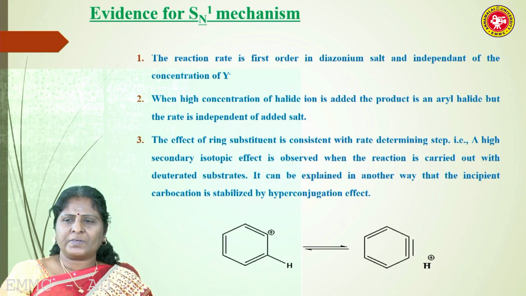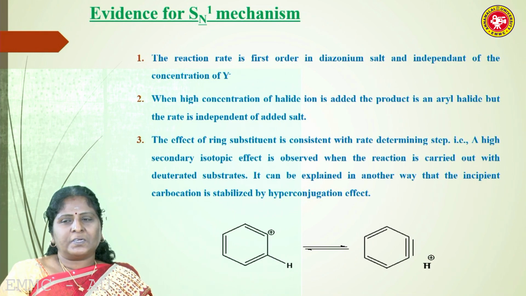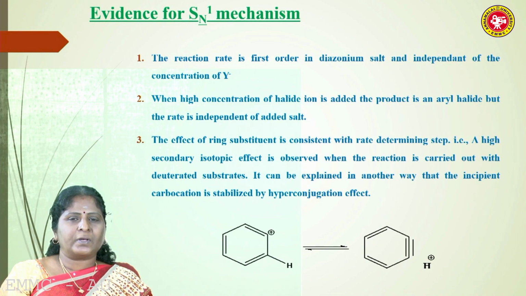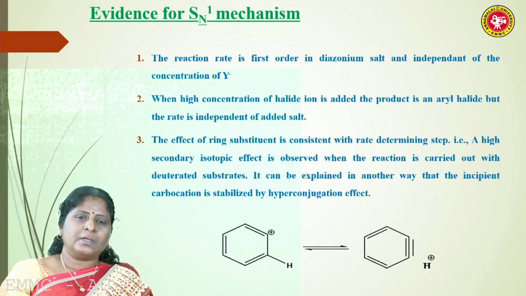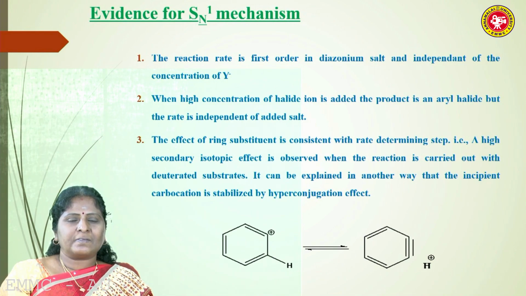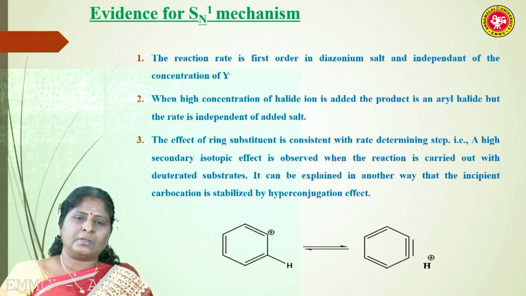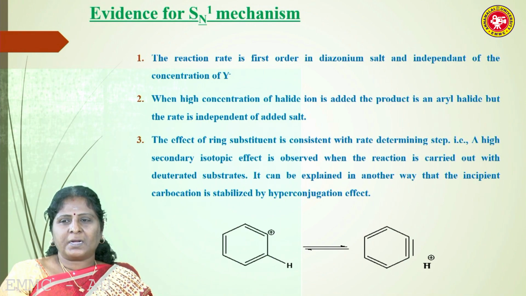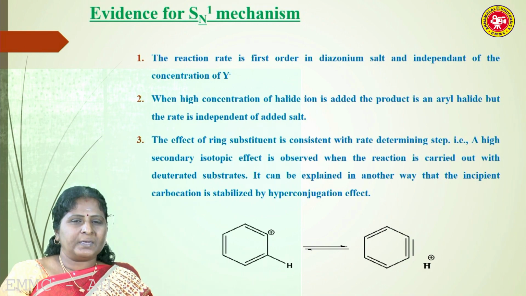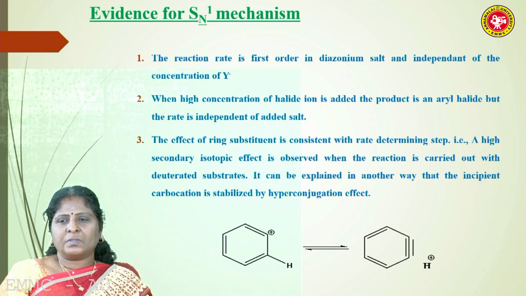The reaction rate is first order with respect to the diazonium salt and independent of the concentration of the added salt. If you are adding that externally, that Y minus, for example any other species like Cl minus, there won't be any effect, because that is not the cleavage of that bond, that is not occurring in the first step. When a high concentration of halide ion is added, the product is an aryl halide, but the rate is independent of the added salt. So the effect of ring substitution is inconsistent with the rate determining step.